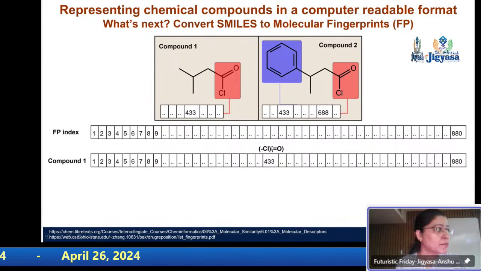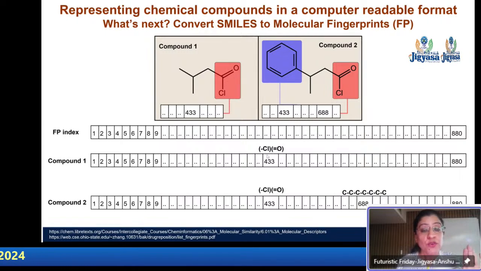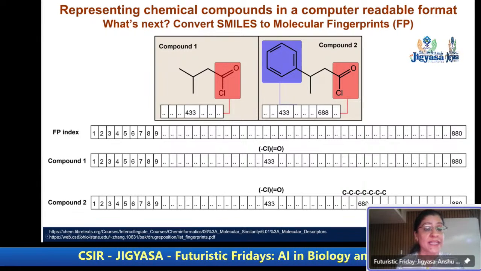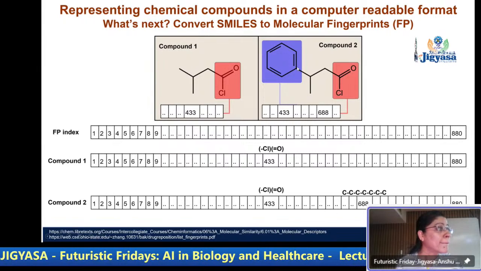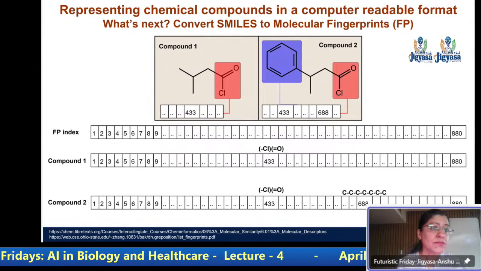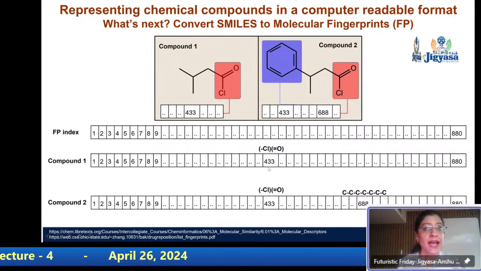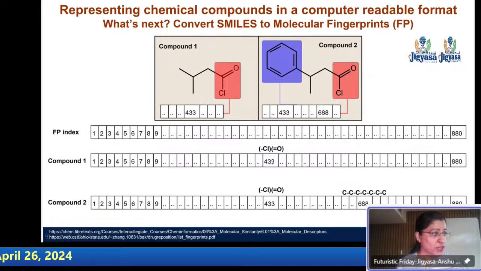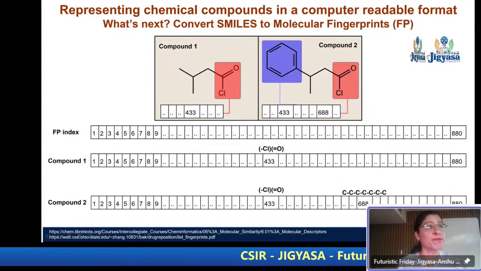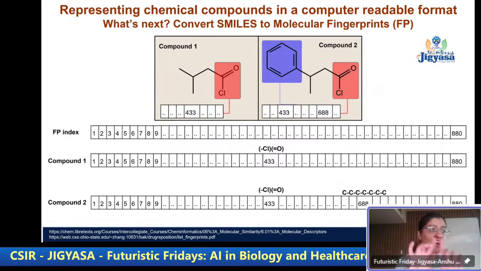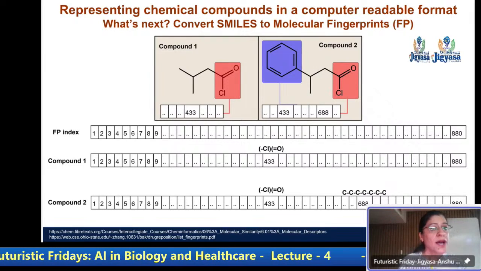So this is where there is some data. Compound 2, you have the same function, right? So at 433, you still have that function, but you also have another one at 688, which is your benzene ring. Okay. So in this index, you can say compound 1 has the functional group at 433 position. Compound 2 has functional groups at 433 and 688 position. So far, so good. So there is a reference. Against that reference, you have mapped your functional groups.